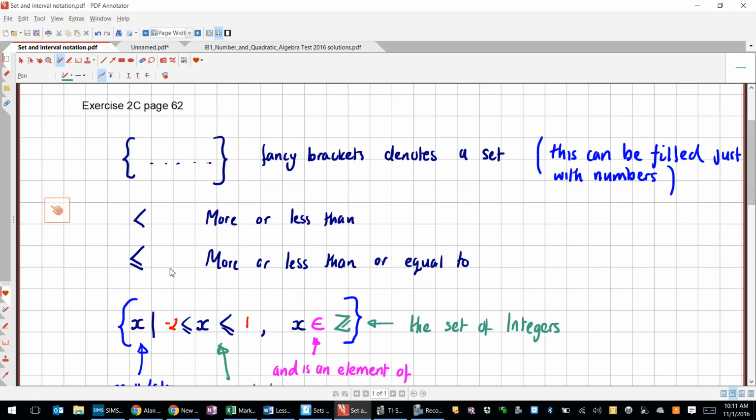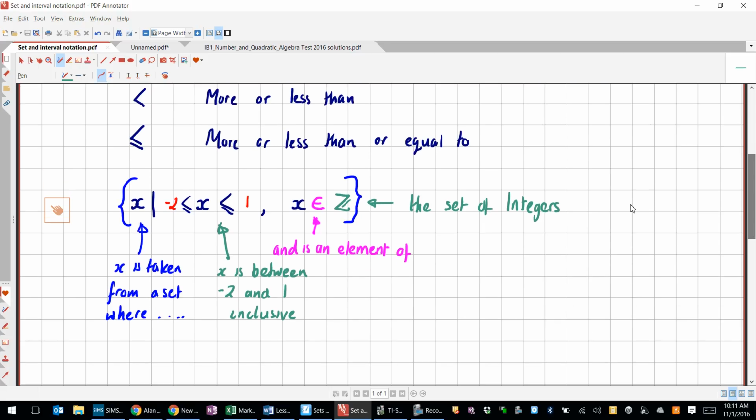No? Okay. So what I've done here is I've written an example of how set notation can be used with the curly brackets and some information. So it's on your sheet, but let's just go through. So to start with, curly brackets, the set. We've got an X, it could be another letter, depending on what we're talking about. But what we're saying is X with then just a straight line. And all that means is X is taken from a set where, then you go into the next bit, X is between -2 and 1, inclusive.